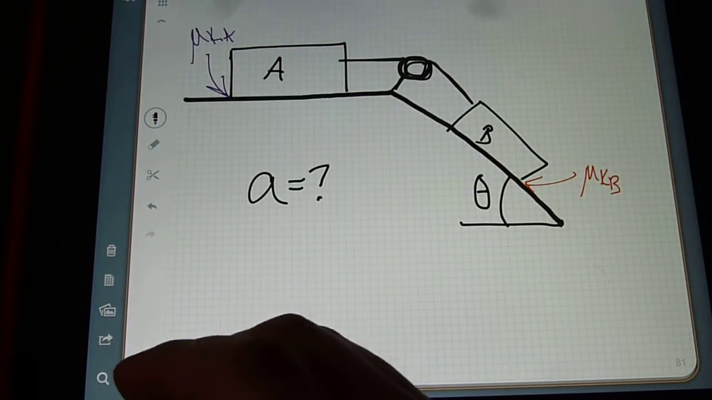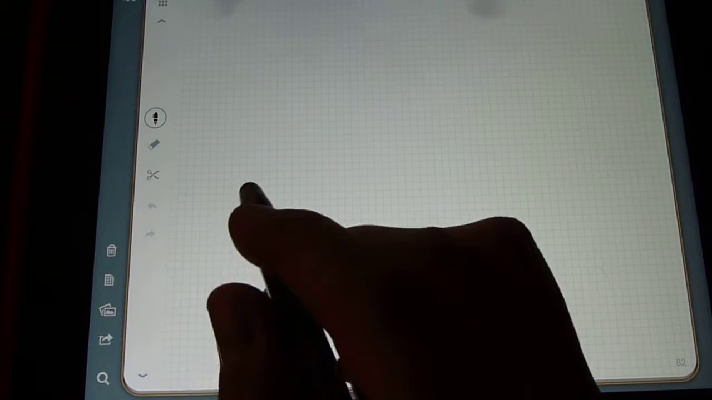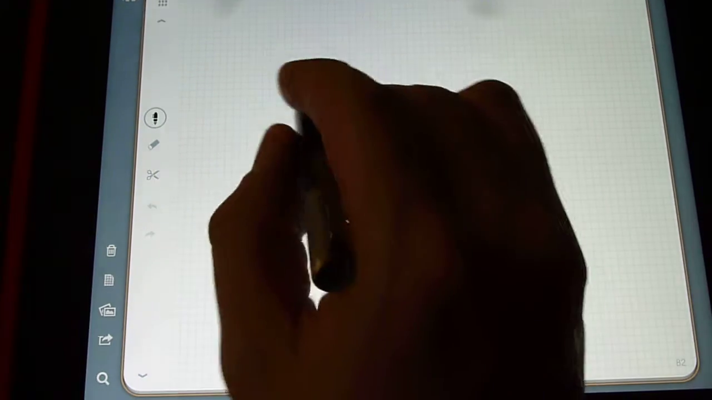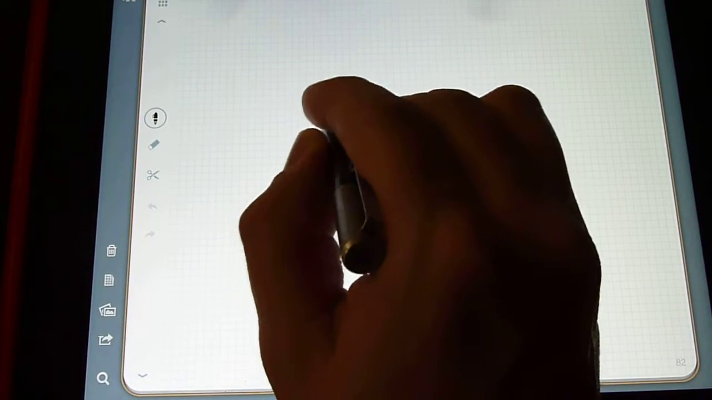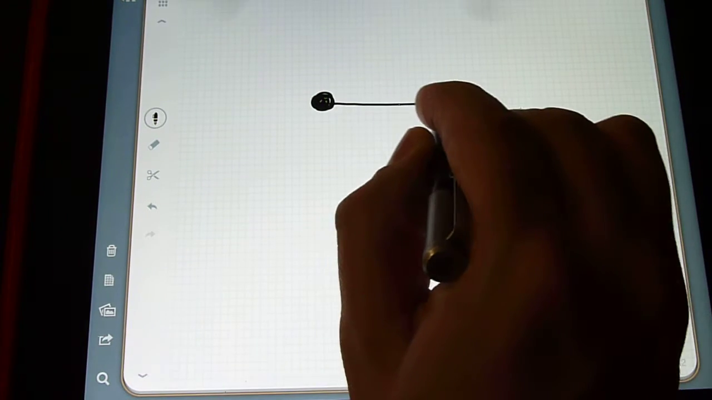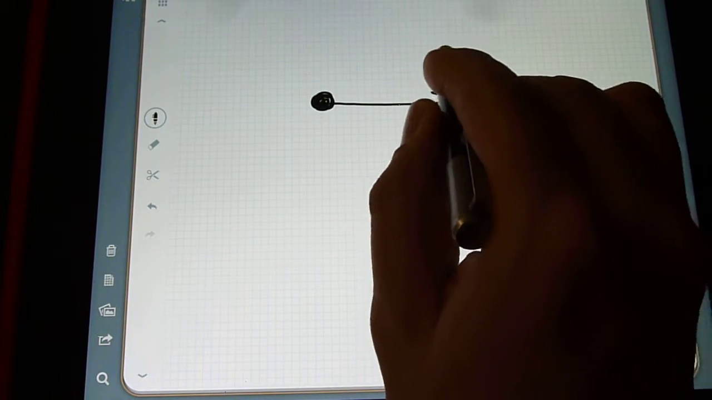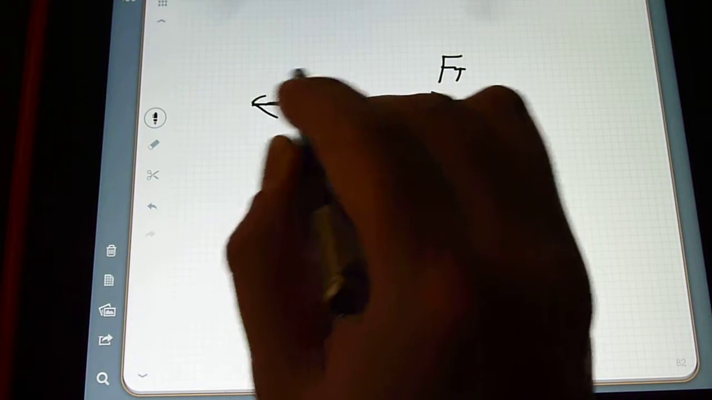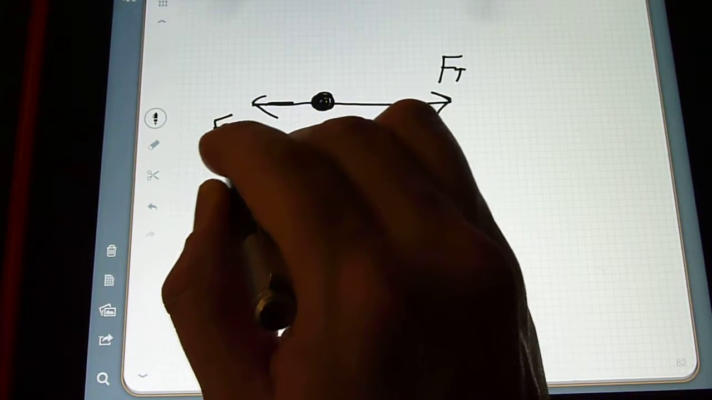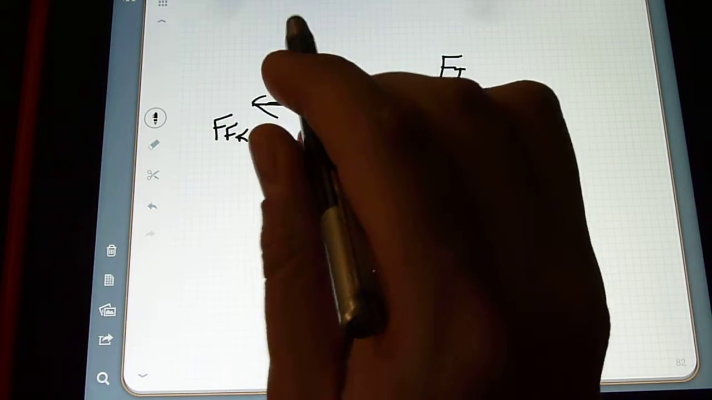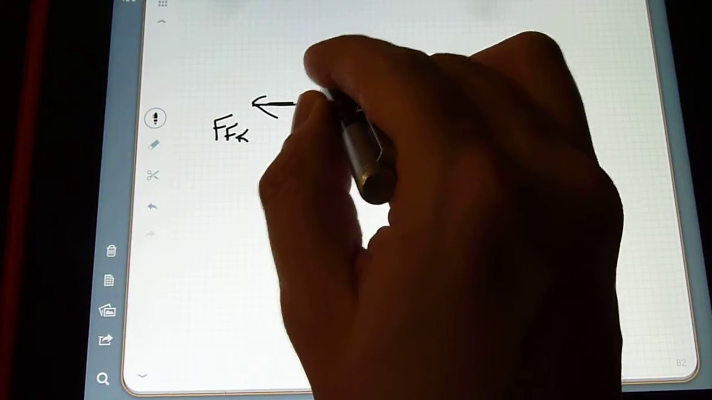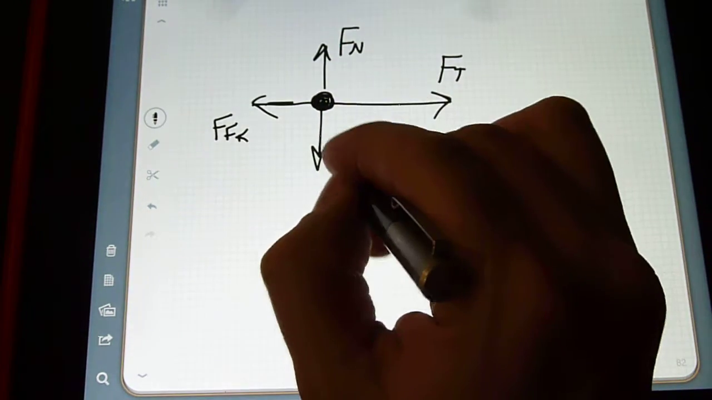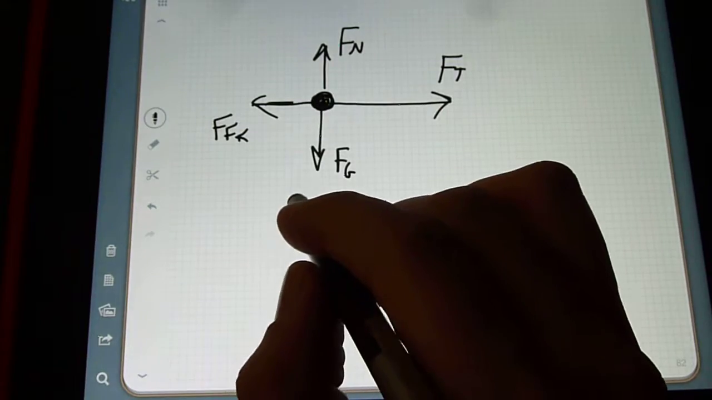So let's look at a force diagram for block A. Block A is pretty straightforward. We've seen this force diagram before. We have tension off to the side here. We have a friction force for kinetic friction off to the left. We have a normal force up, and we have the weight force down, F_g, down.